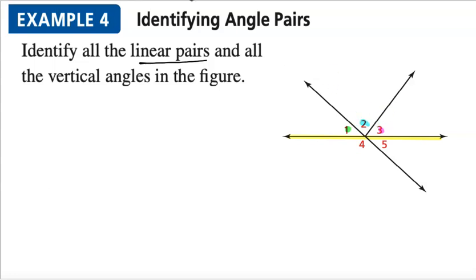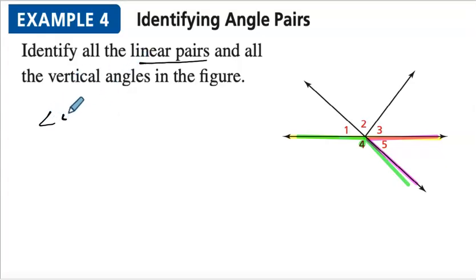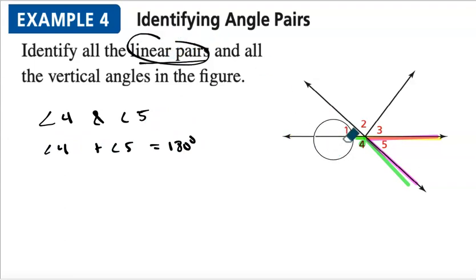But if I look below the line, I'm just going to erase this piece here. If I look below the line, angles 4 and 5 are on that line and form a pair. So angle 4 and angle 5 are a linear pair, meaning that the sum of angle 4 and angle 5 is also 180. Angle 4 plus angle 5 equals 180 because they're a linear pair. So that's my first group of linear pairs.